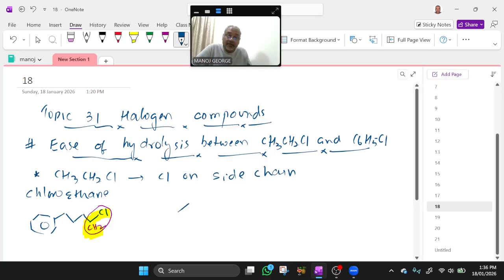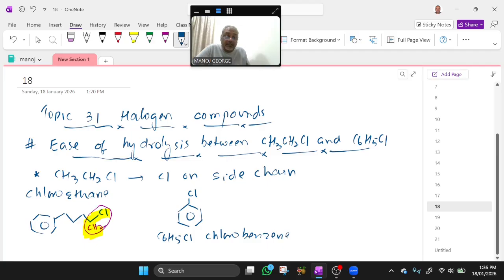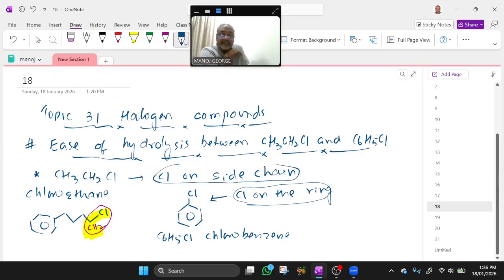Now, when I give you this, it is supposed to be C6H5Cl, which you know as chlorobenzene. But I don't want you to learn my comments only for chlorobenzene. This, as you see very clearly, is Cl on the ring. First of all, do you see the difference? This is Cl on the ring. This is Cl on the side chain.